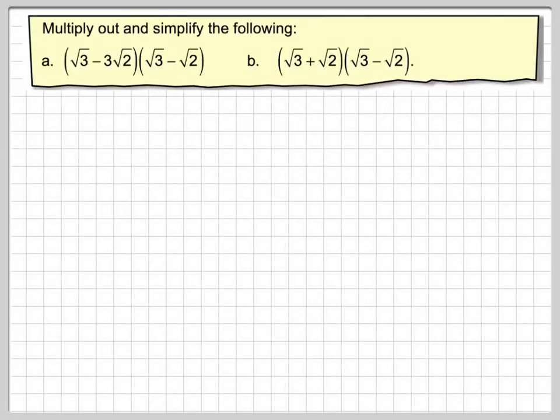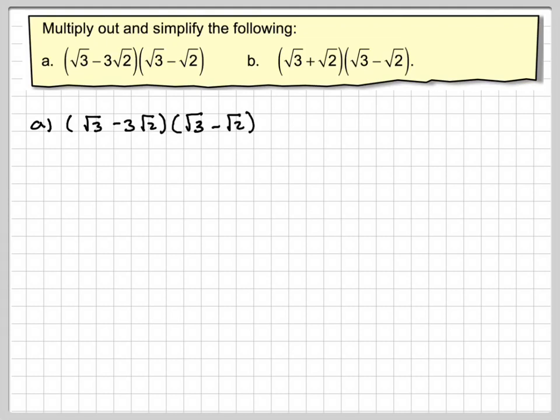Okay, in this video what we're going to do is simplify surds by multiplying out, and this one will be particularly useful for when we go on to what's known as rationalizing the denominator of a surd. So let's just look at the first one.